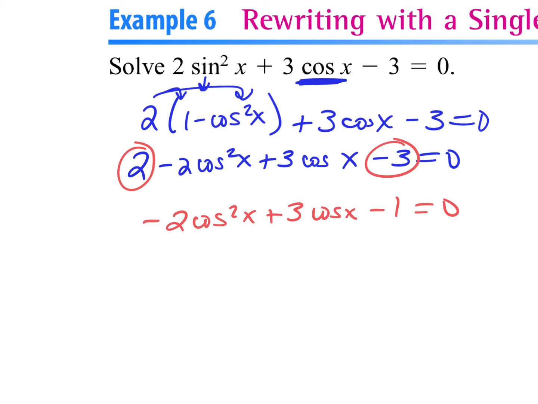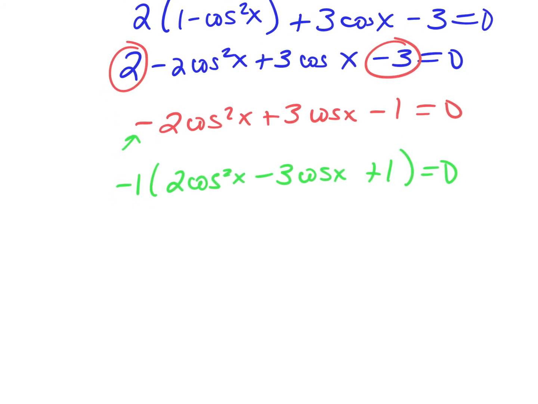Agreed? Is this now a quadratic? Yes. What's the one thing I don't like about it, though? It leads with a negative. Do we ever factor when we lead with a negative? No, so just take it out. How do I do that? Just divide everything by -1. So 2 cosine squared x, this becomes minus 3 cosine x, and this becomes +1 equals 0.